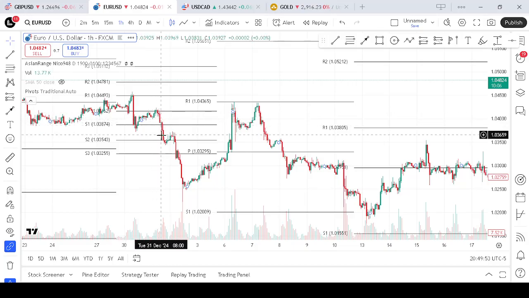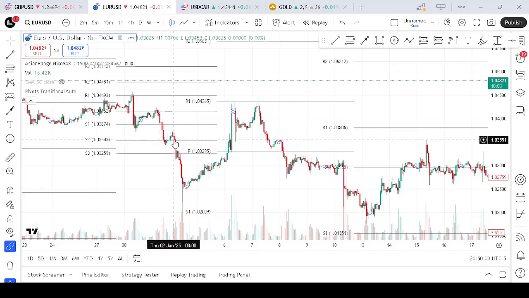The S2 or the support 2 represents a stronger support level, typically tested during more significant down moves. This level acts as a layer of buying pressure.